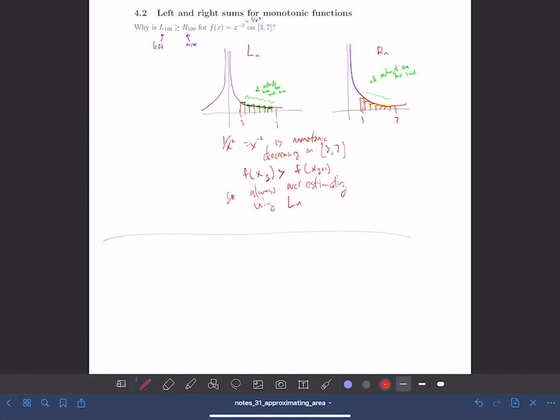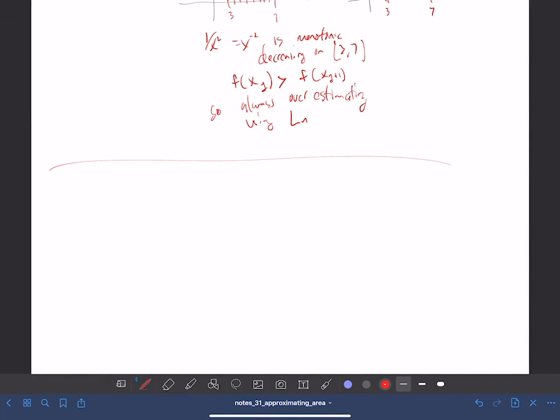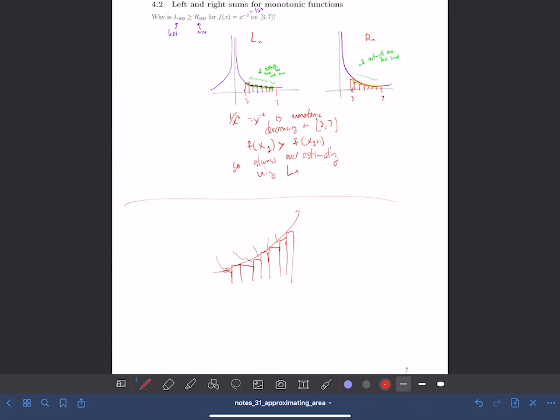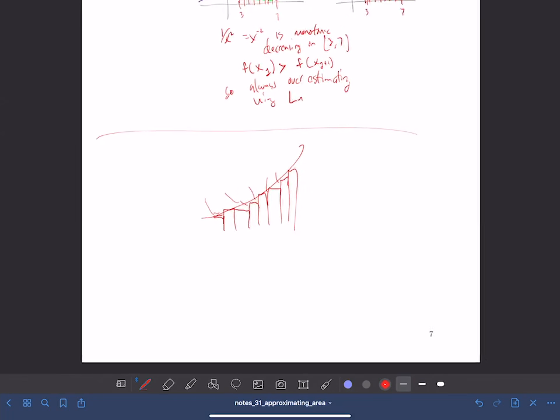On the other hand, if I had a function that looked like that and I do left endpoints, then now I'm too small, right? Now I'm missing a whole bunch of area in all of those. So L sub n isn't always an overestimate. L sub n is only an overestimate always for monotonic decreasing functions.